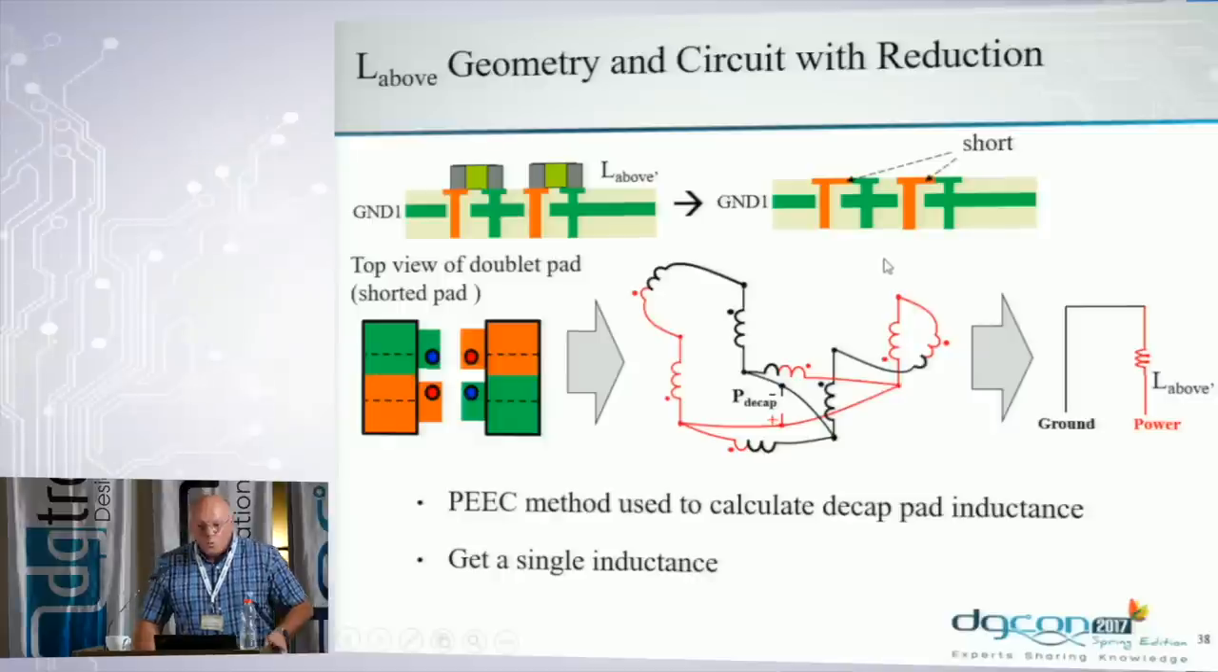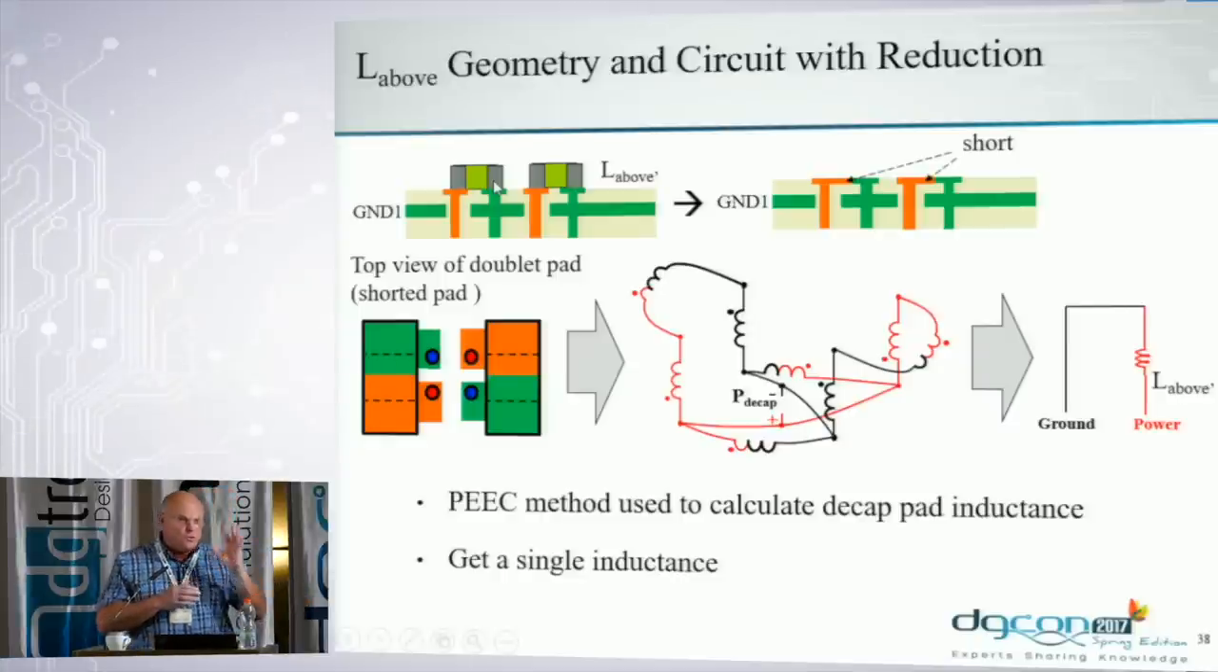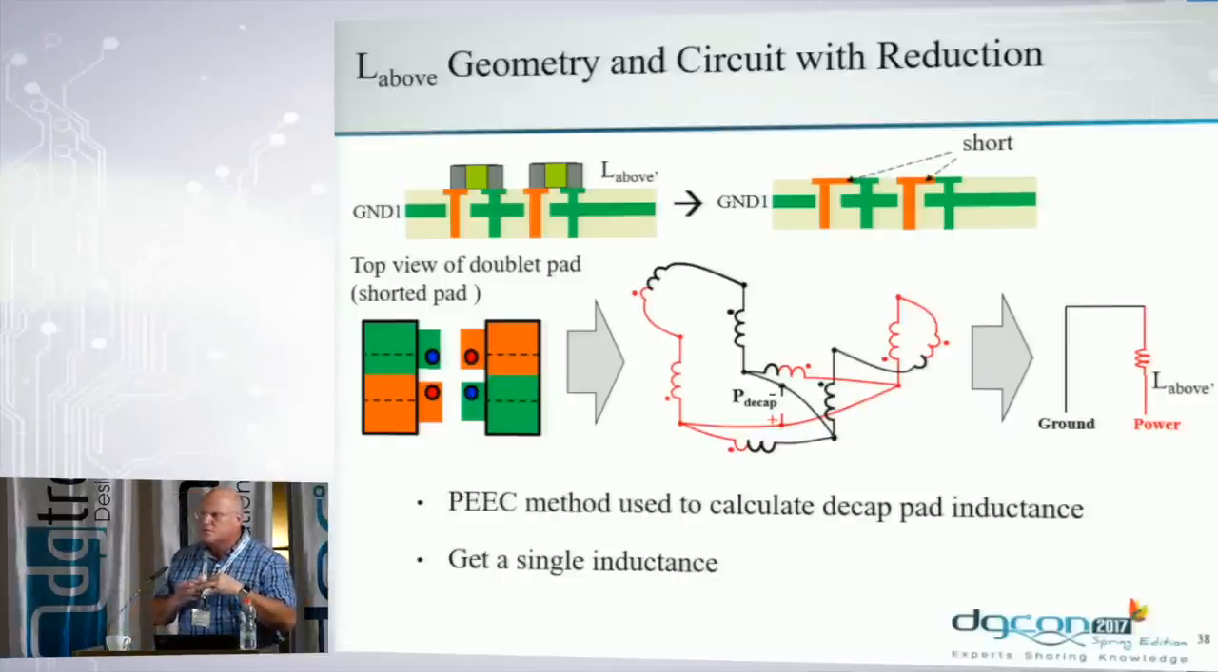Now, we have to calculate this piece of the inductance as if we short out these bonding pads. And then we also have to calculate the inductance of the current path through all those layers in the multi-layer ceramic capacitor.